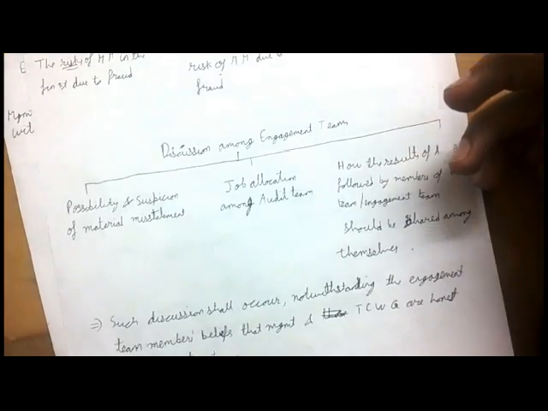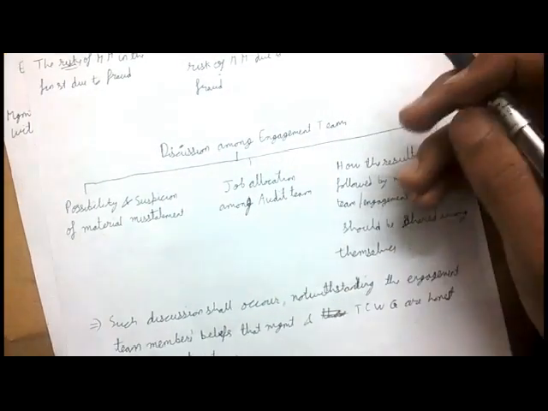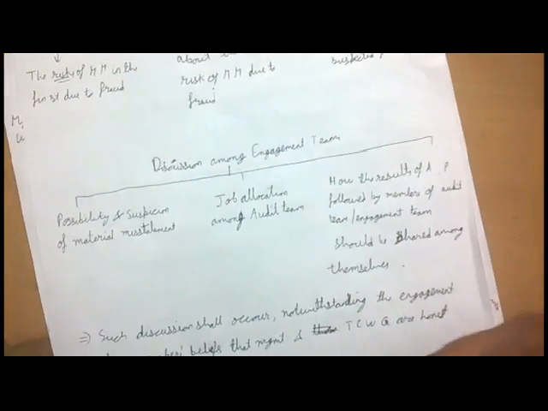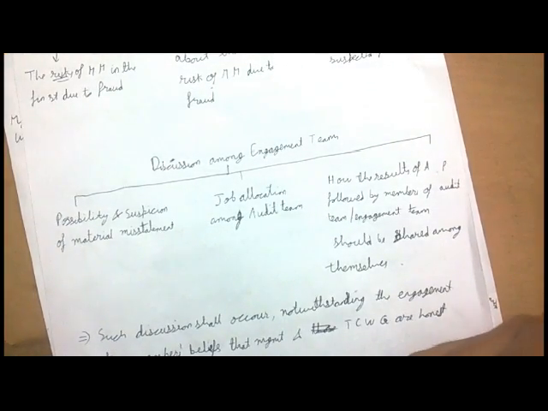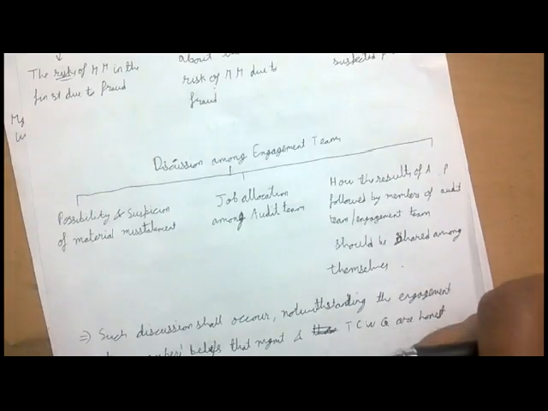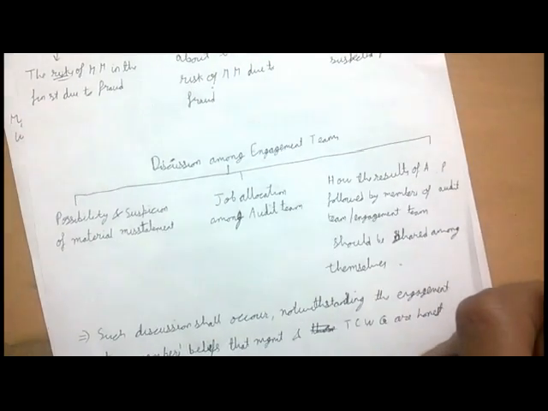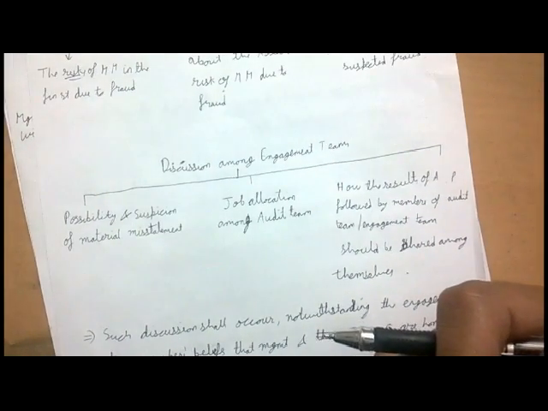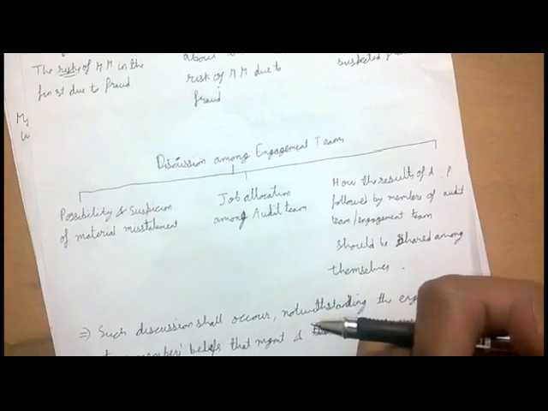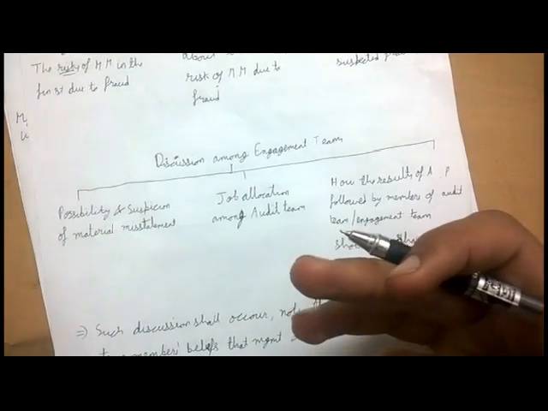Now, discussion among the engagement team. First of all, you need to know what an engagement team is. An engagement team is a team which is going to audit the accounts of the client. An engagement team may consist of the partner for sure. Apart from the partner, they can be paid assistants, chartered accountants, third year articles, second year articles, first year articles. So this is an engagement team.